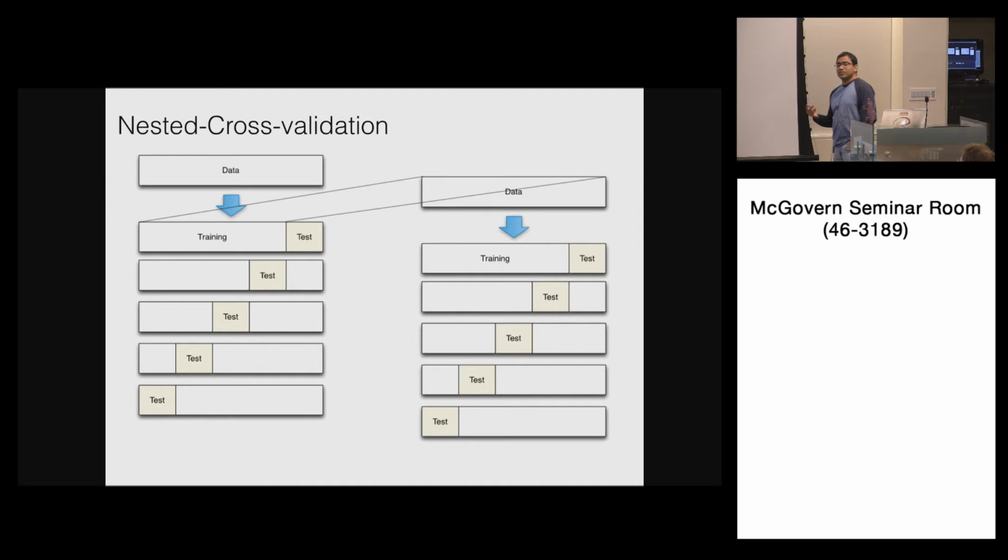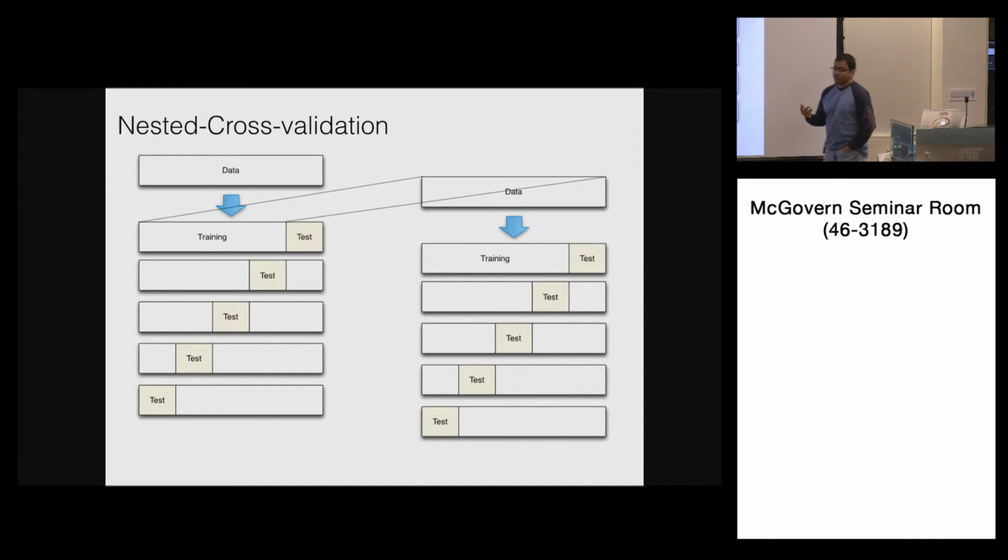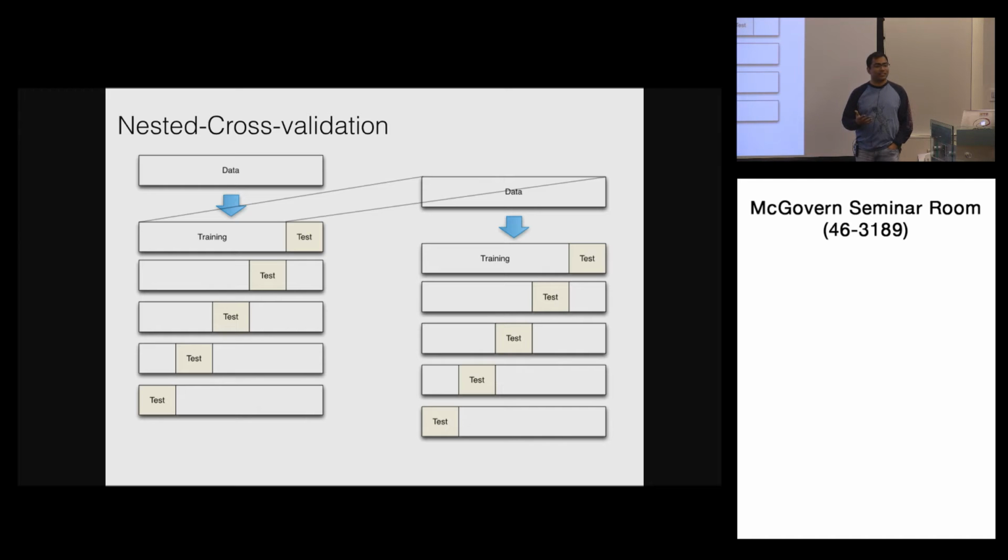Another way to do it is through this idea of nested cross-validation. So we've talked about cross-validation: leave aside some amount of data for testing. What you can do now, within that training set, is apply cross-validation again.